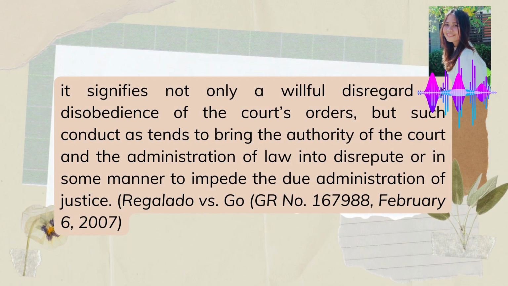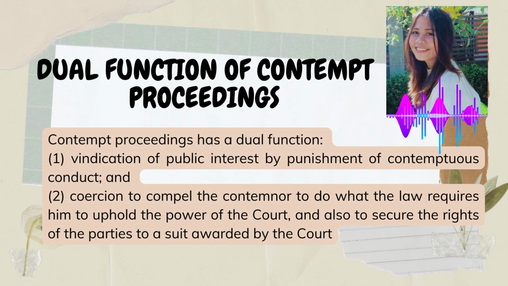It signifies not only a willful disregard or disobedience of the court's orders, but such conduct as tends to bring the authority of the court and the administration of law into disrepute, or in some manner to impede the due administration of justice. Contempt proceeding has a dual function. The first one is vindication of public interest by punishment of contemptuous conduct, and coercion to compel the contender to do what the law requires him to uphold the power of the court, and also to secure the rights of the parties to a suit awarded by the court.